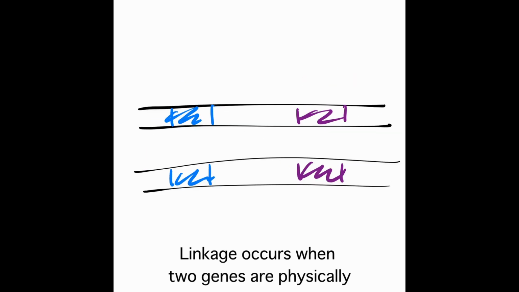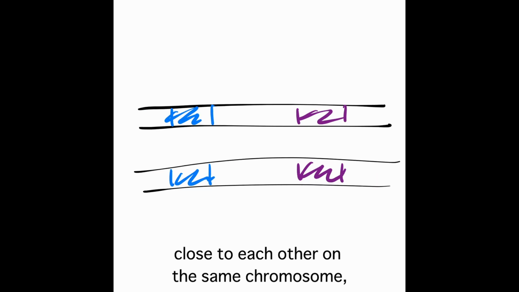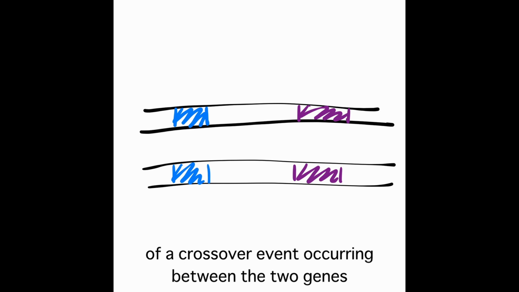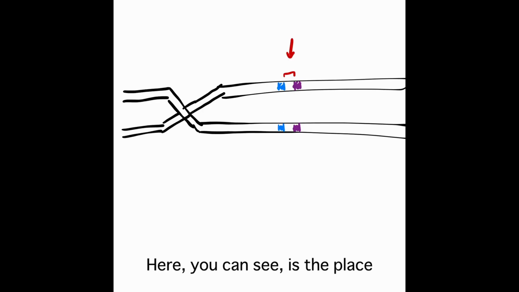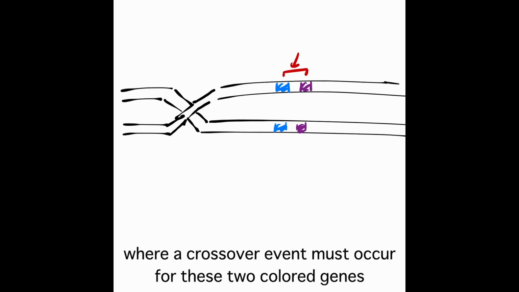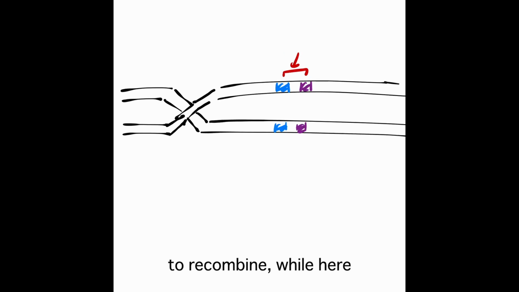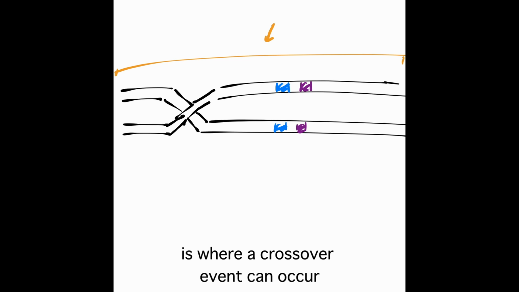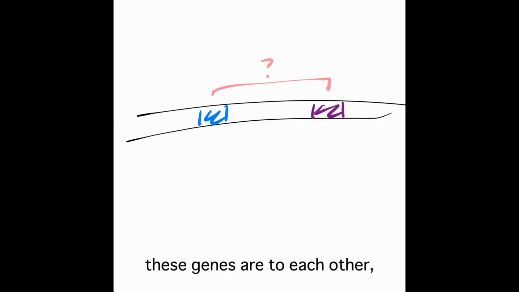Linkage occurs when 2 genes are physically close to each other on the same chromosome, so that when meiosis occurs, the probability of a crossover event occurring between the 2 genes is a lot less likely. Here, you can see is the place where a crossover event must occur for these 2 color genes to recombine, while here is where a crossover event can occur. We can actually estimate how close these genes are to each other, which we'll do later.